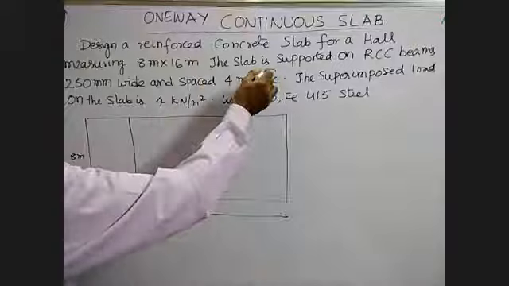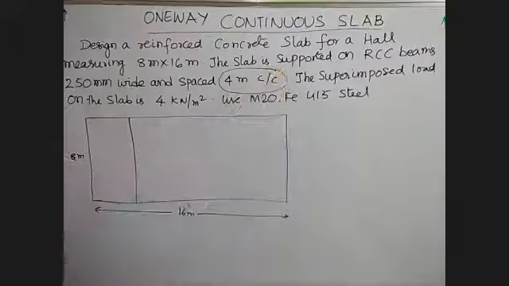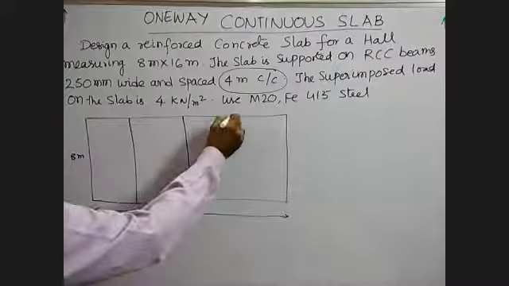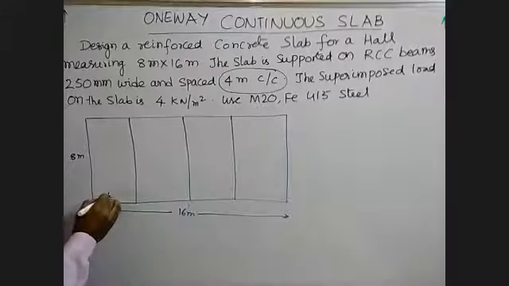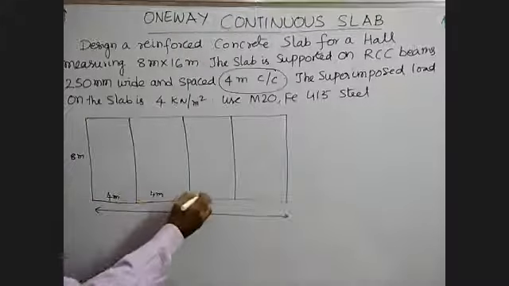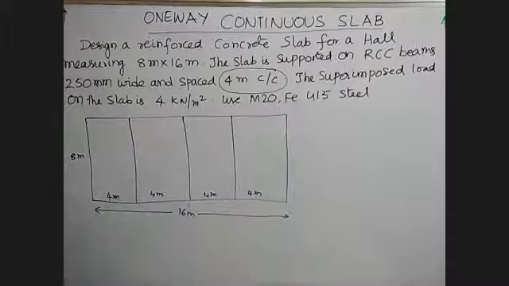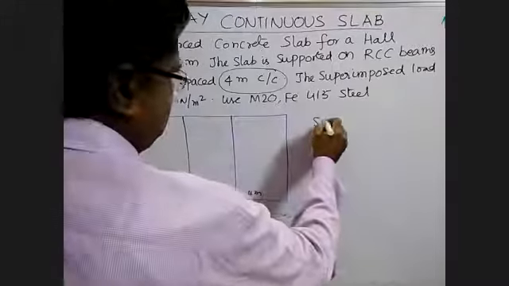How do we know that? We have 4 meters center to center. The slab is supported on RCC beams 250 mm wide and spaced 4 meters center to center. So each span is 4 meters. Each span is the spacing of the beams. The spacing of the beams is 4 meters.